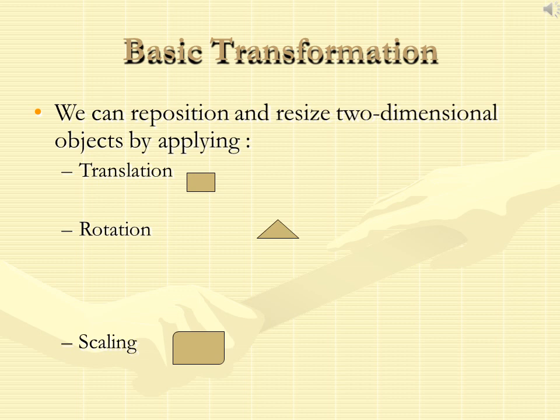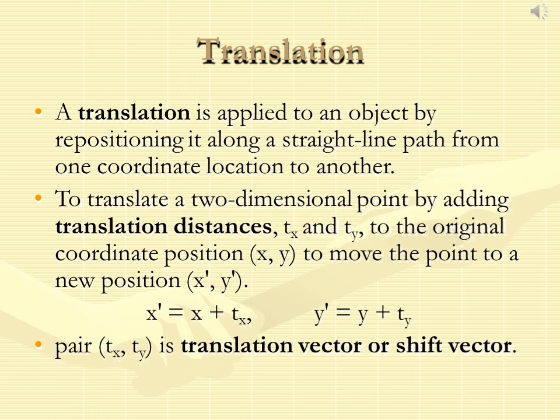Transformation refers to the mathematical operations or rules that are applied on a graphical image consisting of a number of lines, circles and ellipses to change its size, shape or orientation. It can also reposition the image on the screen. Translation is applied to an object by repositioning it along a straight line path from one coordinate location to another.